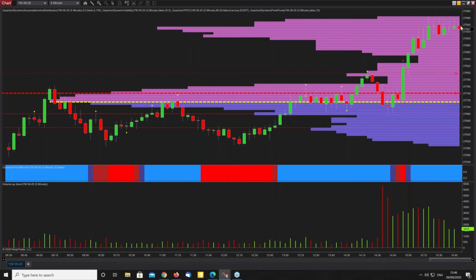So we're just waiting, and you may not be able to see it. We've got a wick to the upper body here. The market's tried to rally again. But it's really struggling at this level.